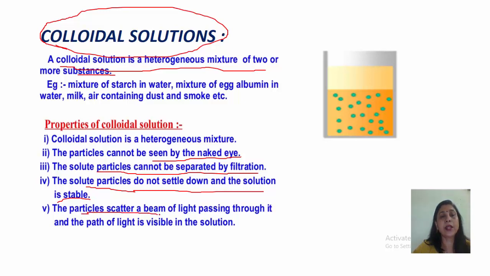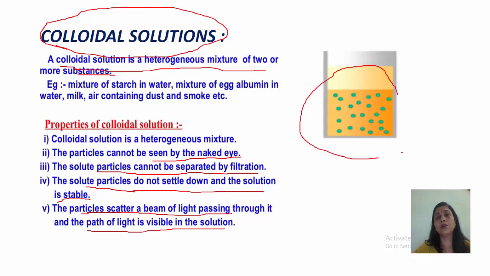The particles scatter a beam of light passing through it and the path of light is visible in the solution. The particles are not so big that they can settle down, but they are big enough to scatter the beam of light passing through it. You can see this is a colloidal solution.